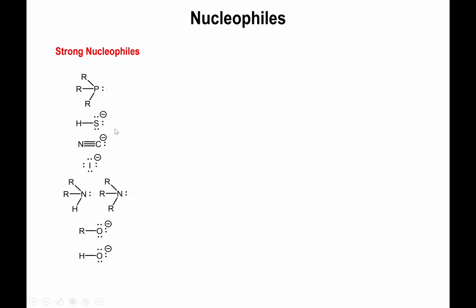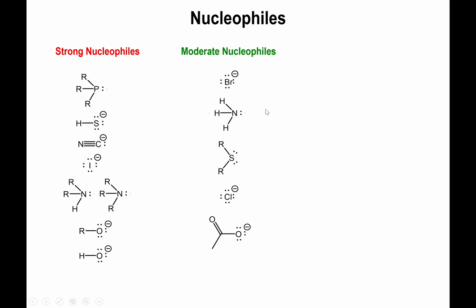These are thiolates. Down here you have cyanides, iodide, amines. Whether they have hydrogens or not, they still kind of work the same way. So you have amines, and then at the end of the series you have alkoxides and hydroxides, and the alkoxides and hydroxides are not as good nucleophiles as your phosphines, thiolates, or cyanides. Then you have the moderate nucleophiles: bromide, ammonia, neutral thioethers, chloride, acetate. And then the moderate to weak ones, you have fluoride, alcohol, water.